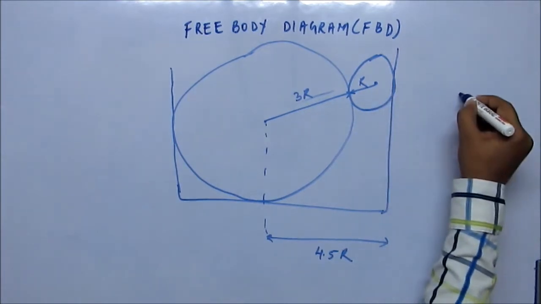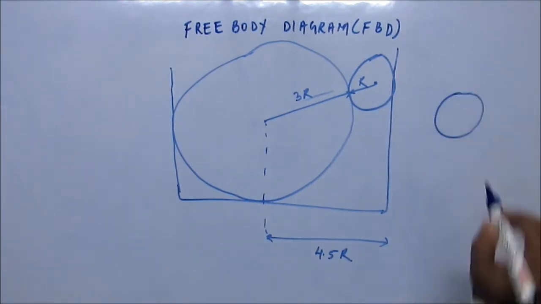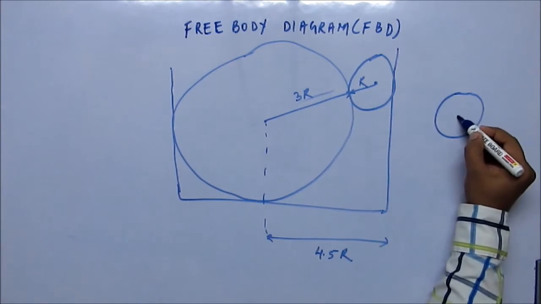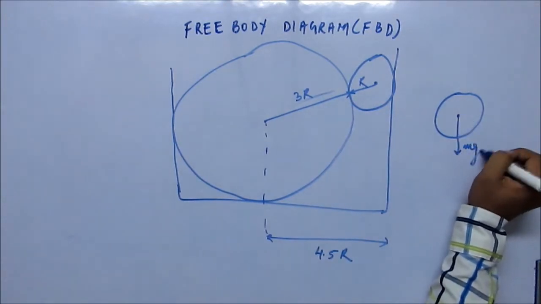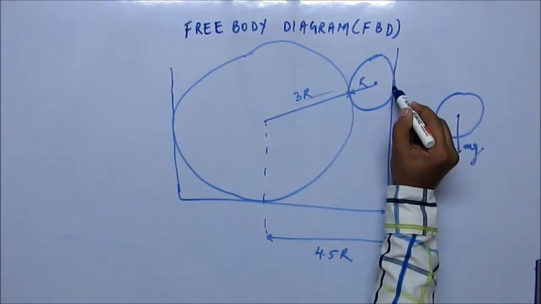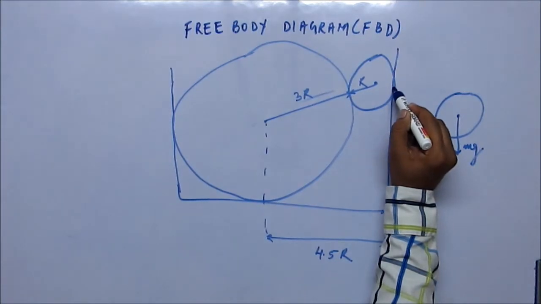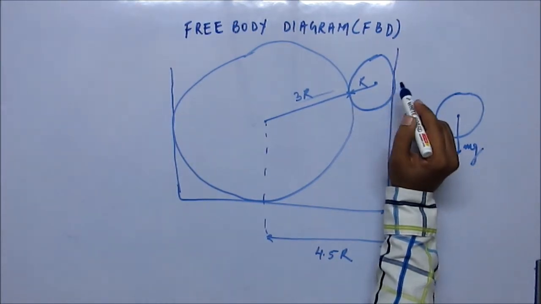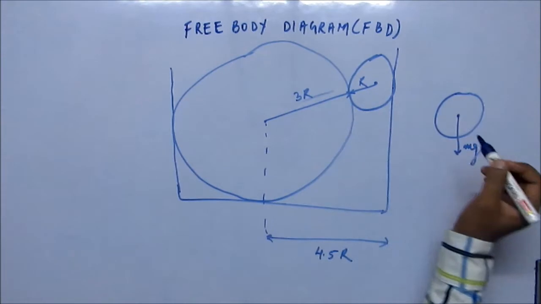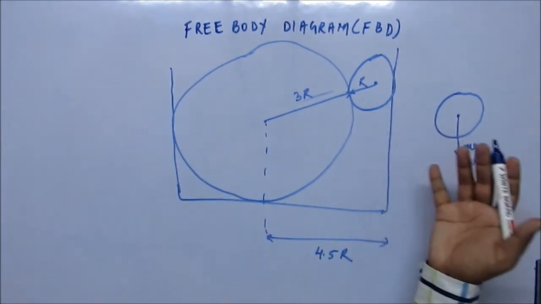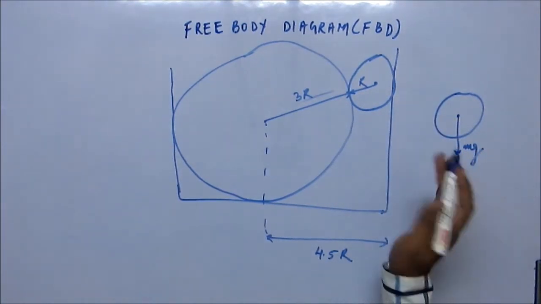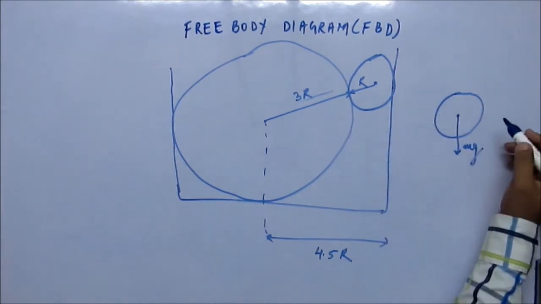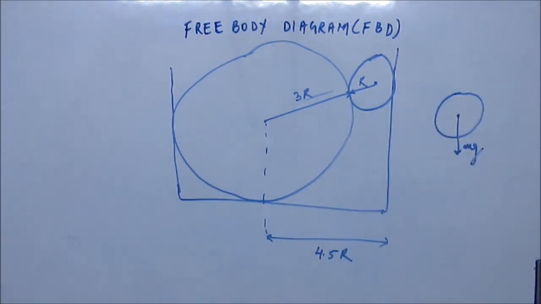Okay, let's isolate this smaller sphere. Let's look at all the forces that will act on this. One of the obvious forces is mg, acting downward. There's a contact between the sphere and the wall, although not drawn neatly, but if it's a sphere and the wall is plane, there will be a point contact between the sphere and the wall, and there will be some normal reaction. Normal reaction will be perpendicular to the wall.